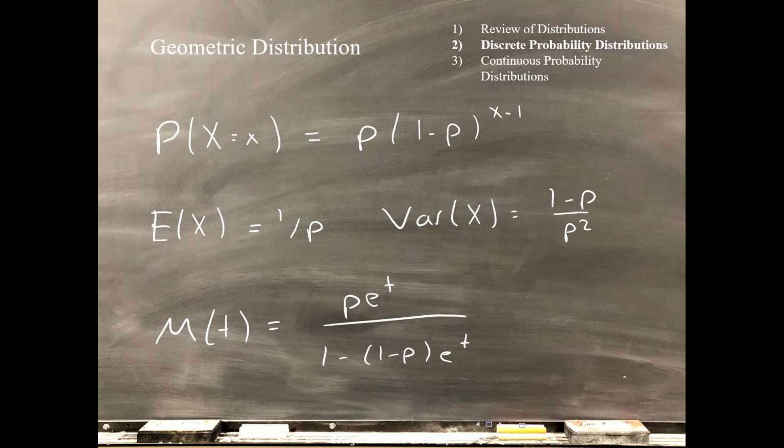So if our first success is on the xth trial, then that means the previous trials were all failures. So we need them to be (1 minus p) to the x minus 1 because there are x minus 1 previous attempts. So those are the failures. And then the last success has probability p. So we multiply it. All right. The expectation value of x in this case is 1 over p, and the variance of x is (1 minus p) over p squared. And then the moment generating function is p e^t over (1 minus p e^t). And in this case, the fact that the total probability is equal to 1 is a consequence of the series expression for, essentially, summing a geometric series.